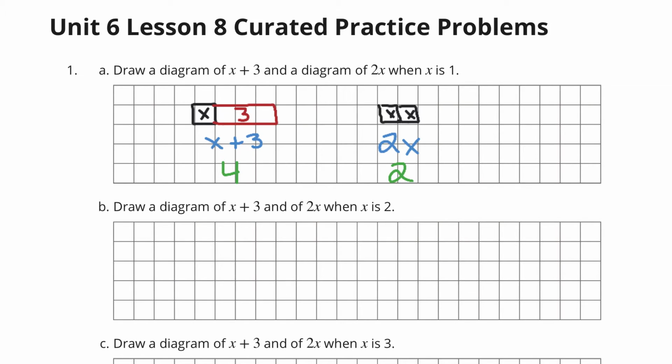What about a diagram of x plus 3 and of 2x when x is 2? When x is 2, I'm going to draw it 2 wide. So there's our x. Here's our 3. And so now our x plus 3 has a value of 5. And for our 2x, well, if each one is 2, here's an x, and here's an x. Our 2x has a value of 4.